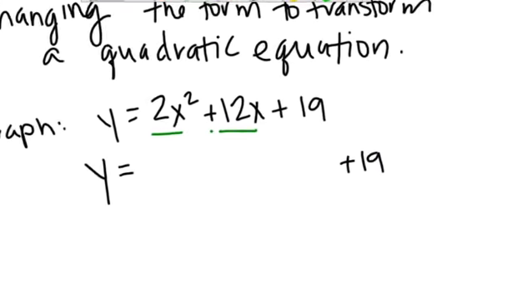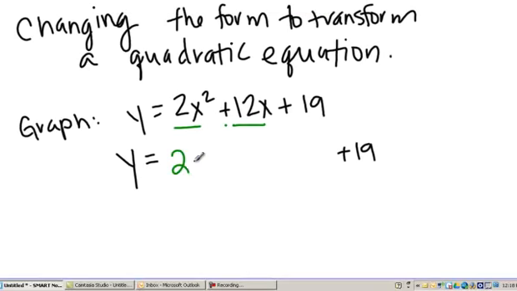Now, the first two terms, I can pull out a 2, because they're both divisible by 2. When I do that, I now have x squared plus 6x. Now, we need to get a last term in here to complete the square. The way you do that is you half the middle term, so you divide it by 2, and then you square it. So 6 divided by 2 squared is 9.